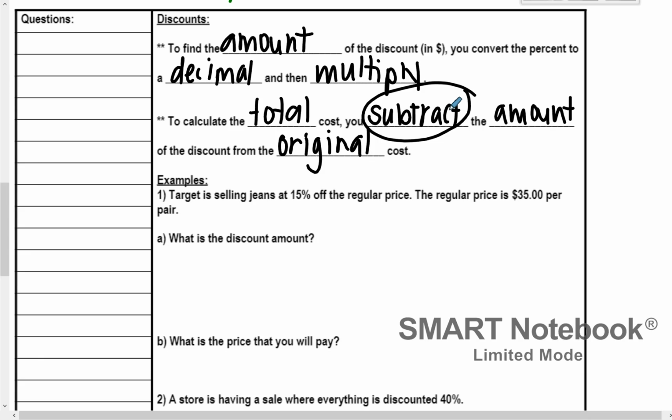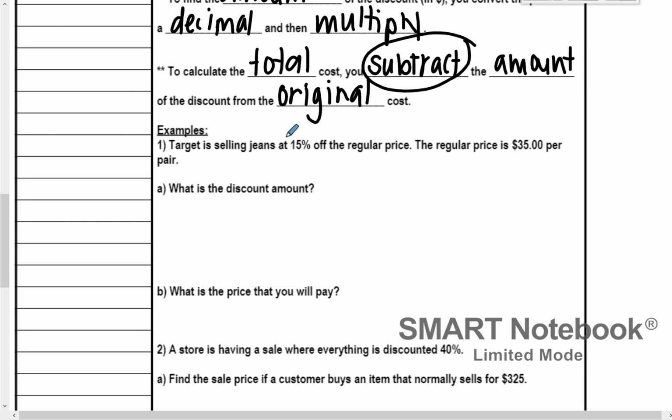Okay, so for example, Target is selling jeans at 15% off the regular price. The regular price is $35 per pair, which just means for one pair of jeans. What is the discount amount? Okay, so again, our first step is going to take 15% and make it into a decimal so we can multiply. Move it over twice. This becomes 0.15. And we are multiplying that by 35, which is the price for a pair of jeans. So we want to take 15% of that $35. Okay, and then we want to take it off.